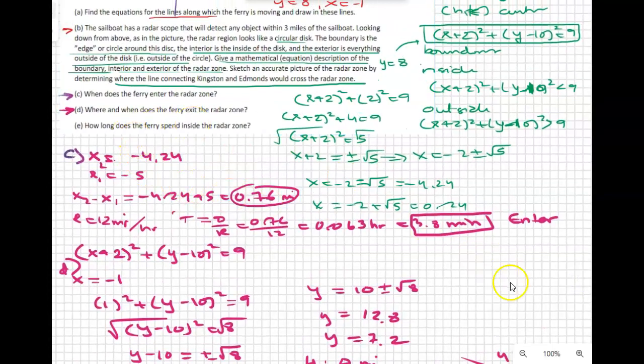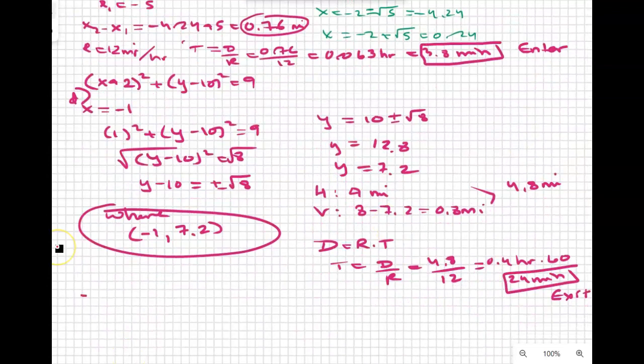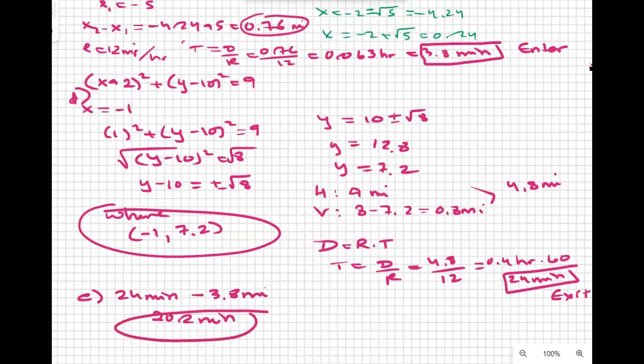How long does the ferry spend inside the radar zone? That's part E. We have 24 minutes minus 3.8 minutes, because this is how long since it left Kingston that it exited the radar zone, and this is how long since it left Kingston that it entered the radar zone. If we subtract, we get 20.2 minutes. So that's how long it was in the radar zone. All right, that's it for this problem right here.